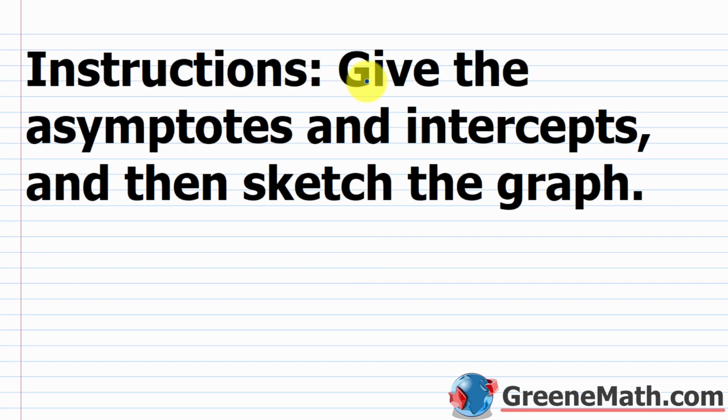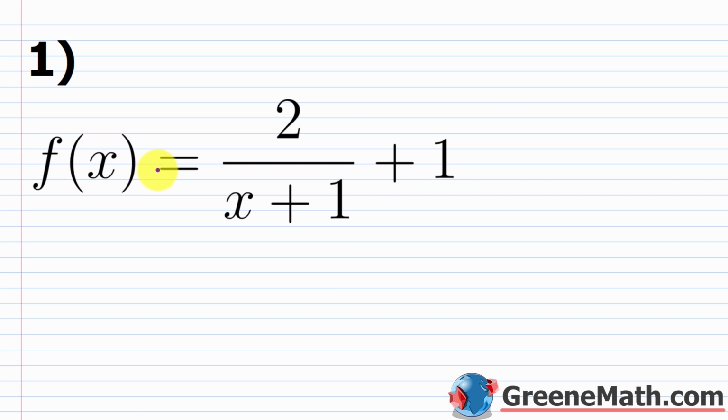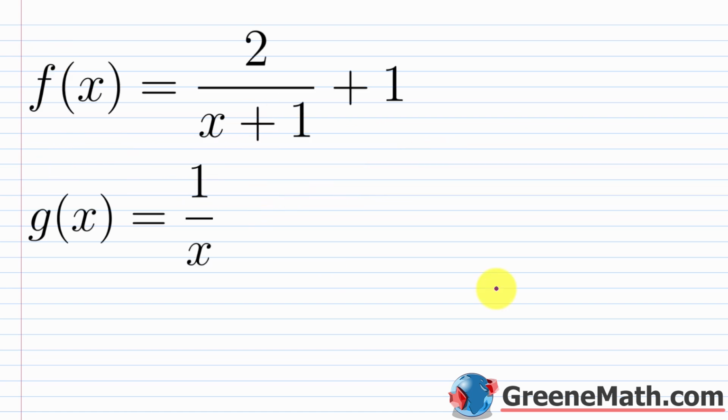For the instructions, we're asked to give the asymptotes and intercepts and then sketch the graph. All right, for problem 1, we have f of x equals 2 over x plus 1, and then plus 1. So for this situation, I'm going to use graphing transformations. So I'm going to use g of x equals 1 over x as the parent function.